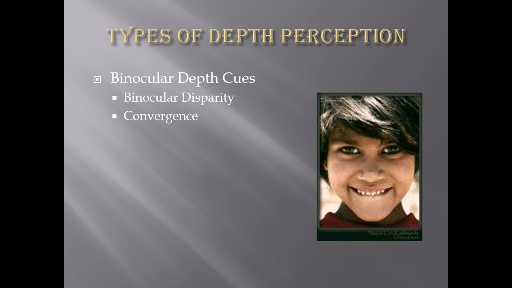Within 4 feet, your brain automatically starts to interpret not only visual input, but muscular input, in gauging depth. So these are two types of what we call binocular depth cues. You really need both eyes to make this work.